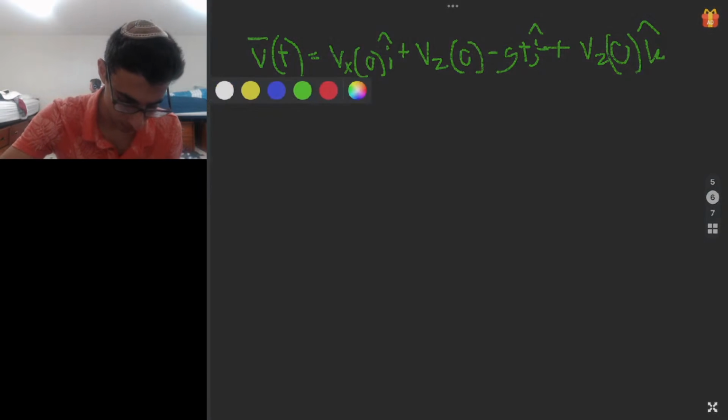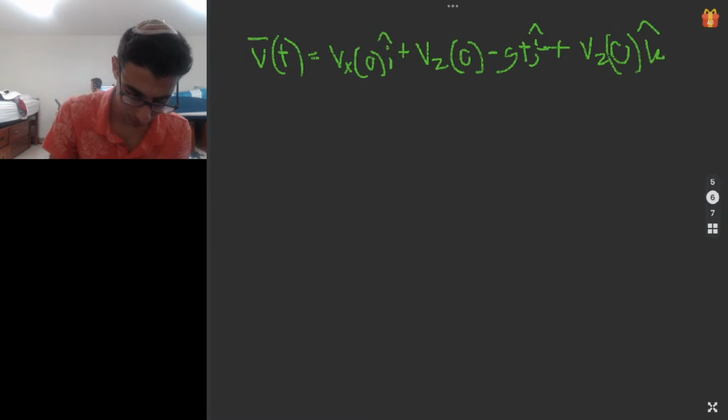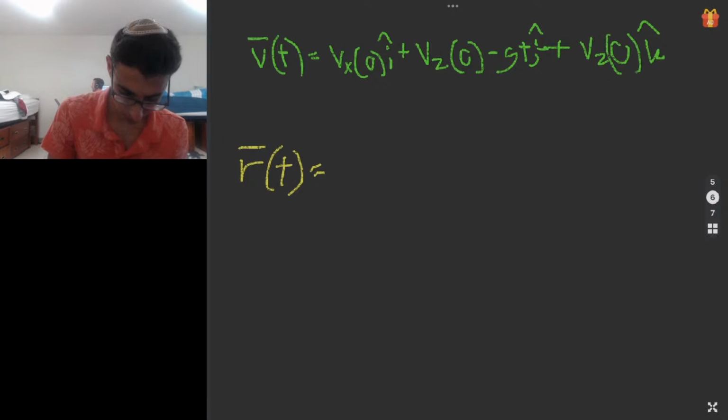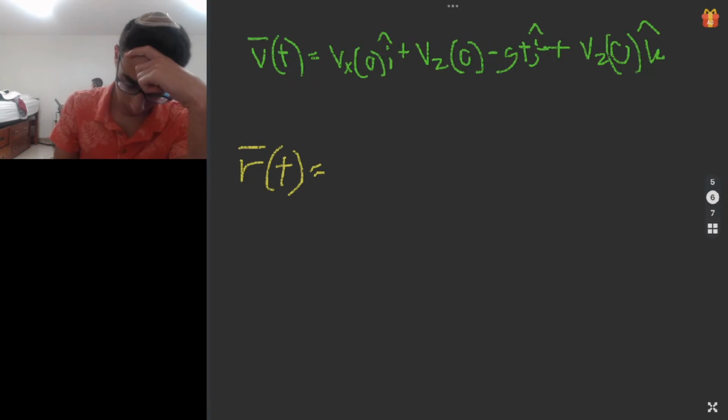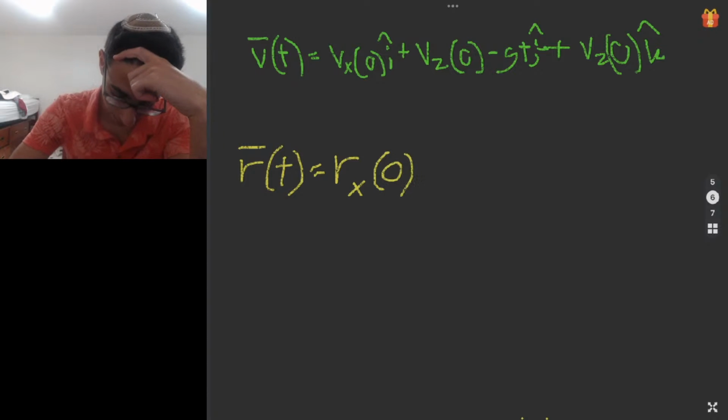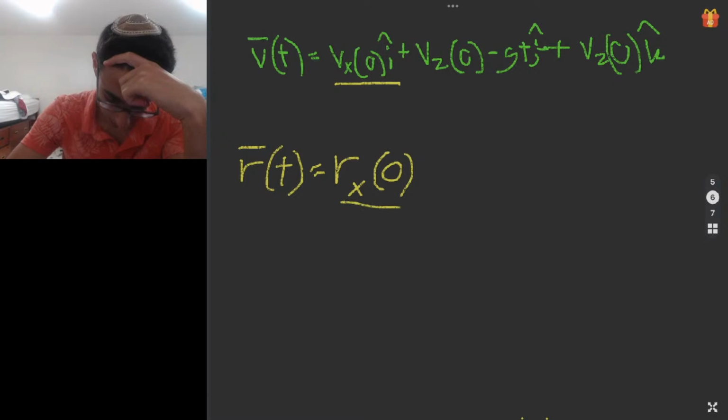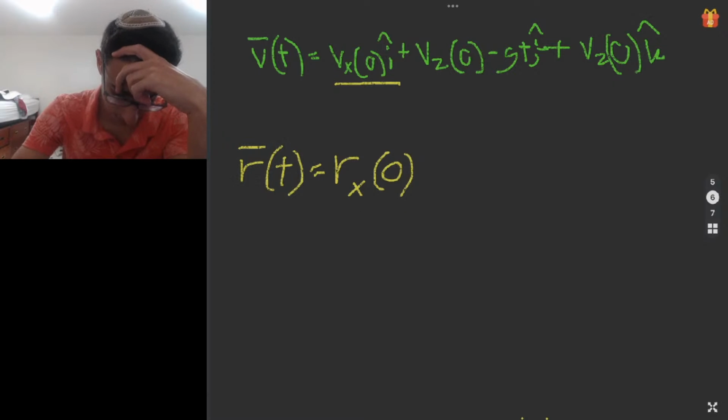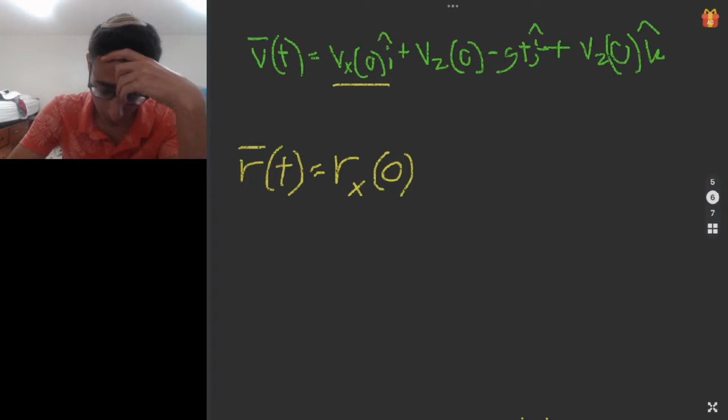Alright, so let's do this. We have to keep in mind the constants. So position at time t equals what? Well, it equals the x position, so r sub x, at time 0. Okay, so now we have to find the antiderivative of this. So this was the constant that we just kept in mind. So we kept in mind the constant, now we can find the antiderivative of this. So v sub x at time 0, with no t being multiplied with it, right?